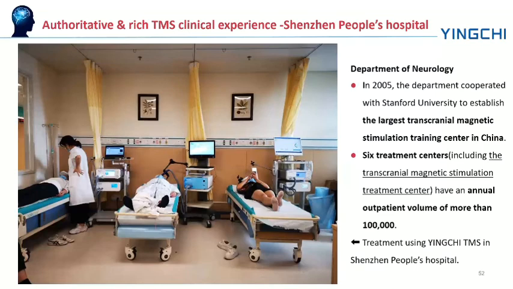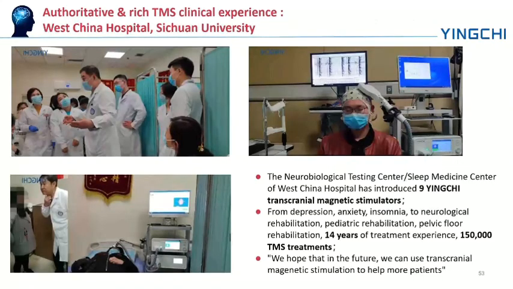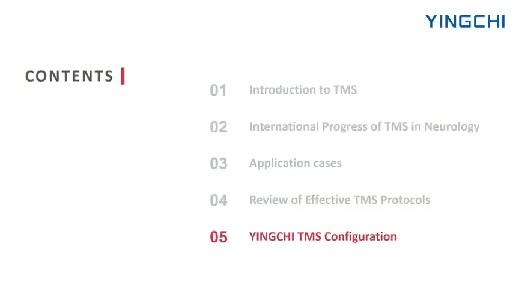So this is Shenzhen People's Hospital. They have an annual outpatient volume of more than 100,000 patients for their Department of Neurology. And this is Dr. Zheng Zhong and West China Hospital. They have many years of TMS treatment experience, and they have performed more than 150,000 TMS treatments. And this is Dr. Zheng Zhong helping a girl with aphasia, and this is YINGCHI TMS used in West China Hospital. So here comes the recommendation from YINGCHI TMS.